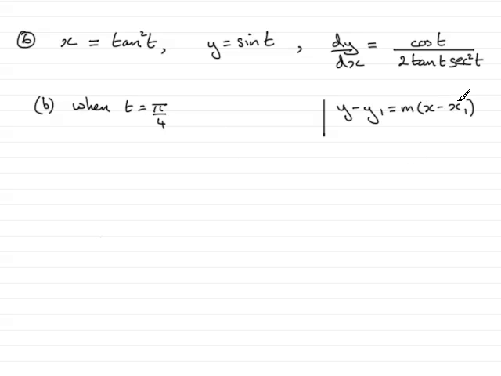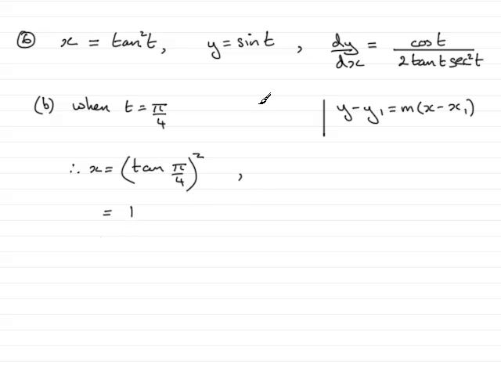So first of all I need to get my x and y coordinates when t is pi upon 4, so what I'm going to do is substitute t equals pi upon 4 in here to get the x value. So x will equal the tan of pi upon 4, and that answer is squared. Now the tan of pi upon 4, you can do it on any calculator, or you should know the result. The tan of essentially 45 degrees is 1, square it, that's going to be 1.